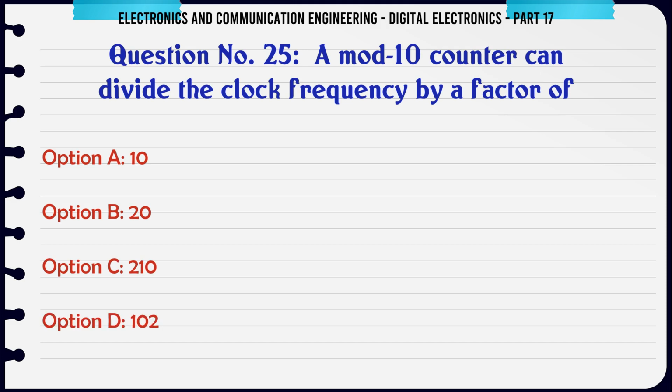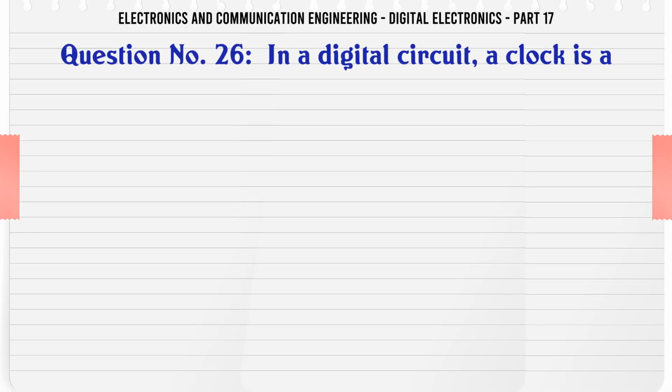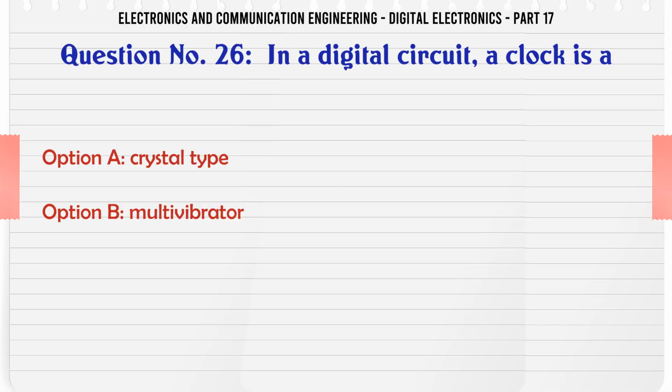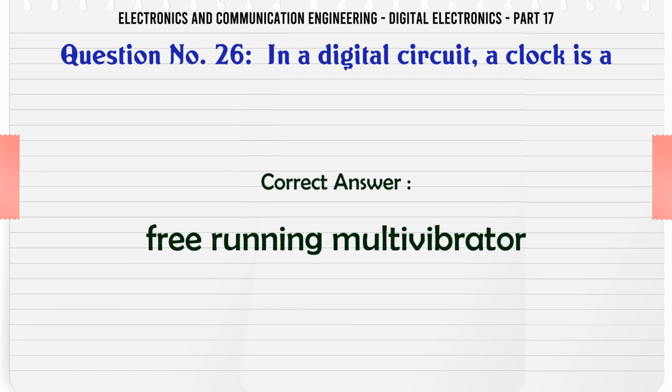C. 210, D. 102. The correct answer is 10. In a digital circuit, a clock is A. crystal type, B. multivibrator, C. flip-flop, D. free-running multivibrator. The correct answer is free running multivibrator.